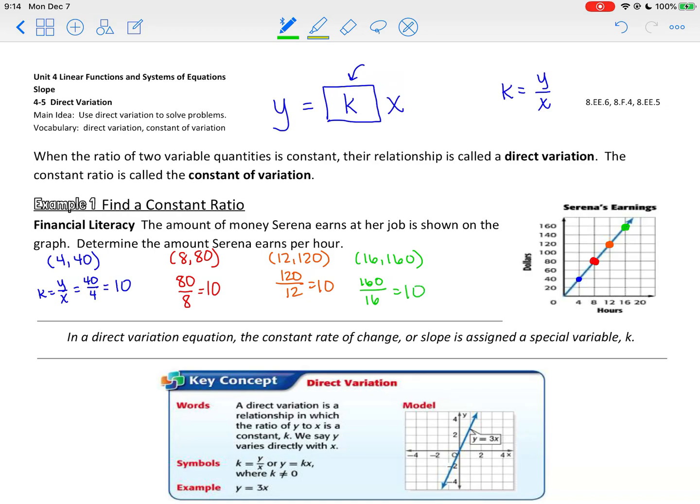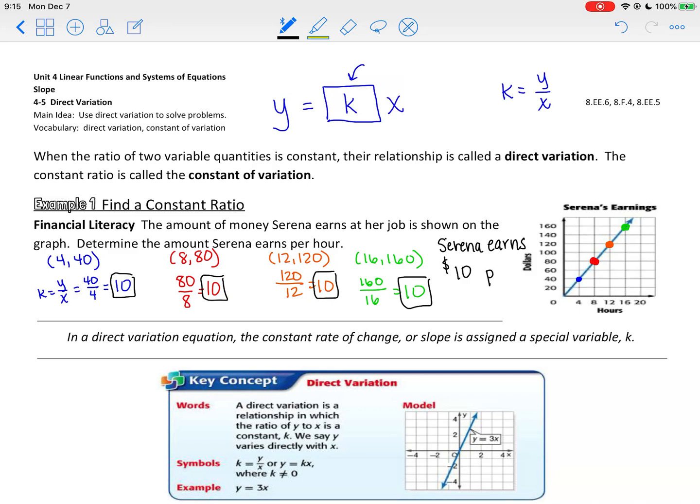That's what it means to be a constant ratio. Any ordered pair that you take, you divide your y value by your x value, you should get the same number, and that number is called the constant of variation. To answer this question, it says determine the amount that she earns per hour. Since this number stayed the same no matter how many hours we were looking at, this is our constant of variation.